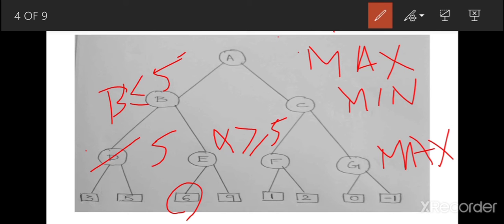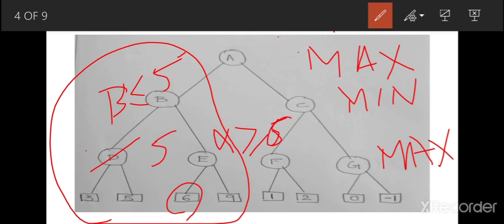At this point you notice that the value at node D is 5. And sorry, this is 6, because the terminal node is 6 and that value is passed to node E. So alpha should be greater than or equal to 6. And you notice that this is a subtree.